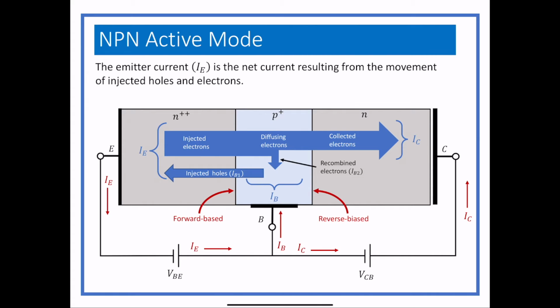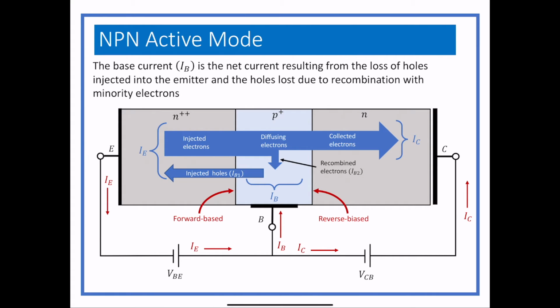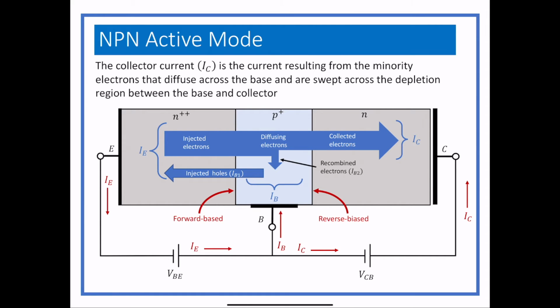So the emitter current is the net current that we get from the injected holes and electrons moving back and forth. The base current is the loss of holes injected into the emitter and the holes lost due to recombination. So those are the two things that make up the base current. And then the collector current is the current from the electrons that have been swept across the base and through the depletion region and end up in the collector. So that's why the emitter current and the collector current are not the same.